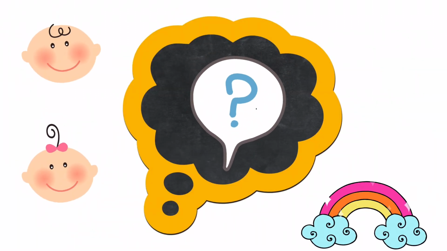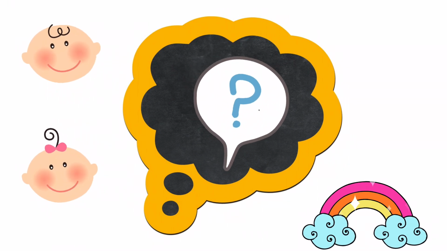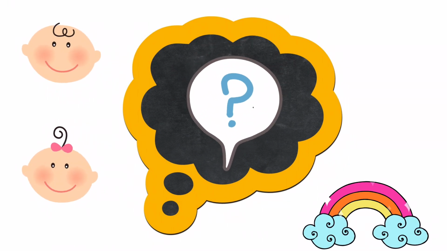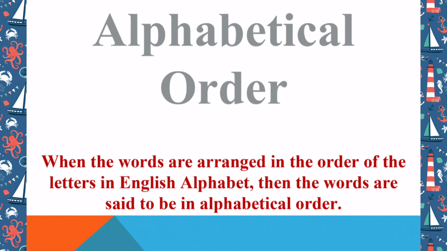But what is this alphabetical order or ABCD order? Let's learn about it. When the words are arranged in the order of the letters in English alphabet, then the words are said to be in alphabetical order. Now let's learn how to arrange the words in alphabetical order.